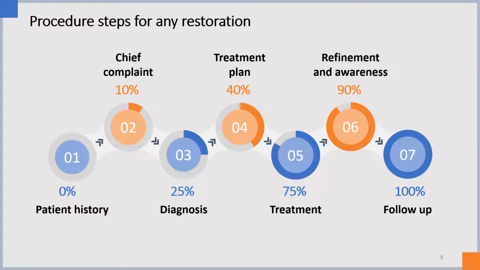Now, the procedures of any restoration will follow some steps. First, to get a detailed medical history of the patient, then to know the patient's chief complaint in order to avoid any unnecessary procedures. Thirdly, proper diagnosis, then a valid treatment plan, also that plan should be affordable for the patient. The treatment itself, then refinement and awareness, finally constant follow-up to check and make sure everything's okay.